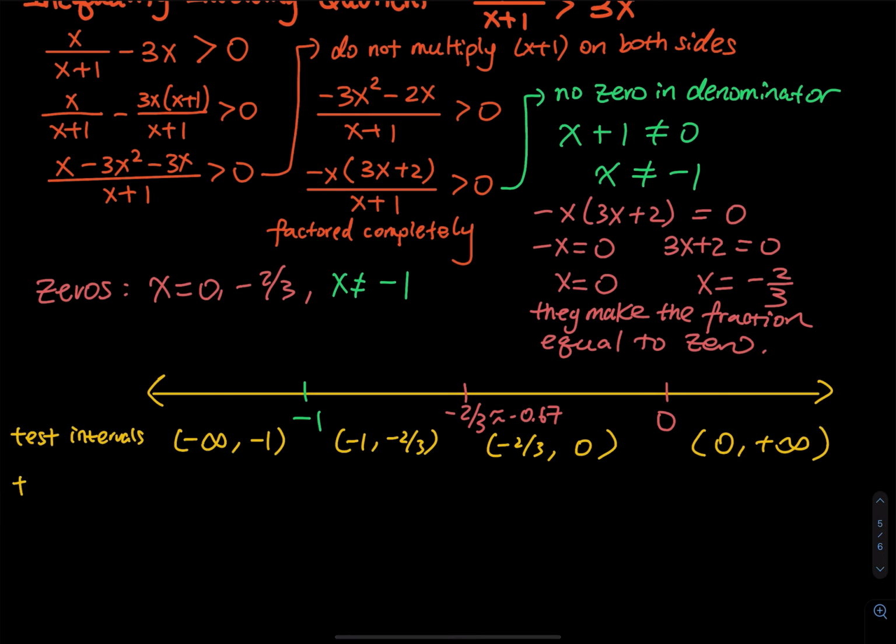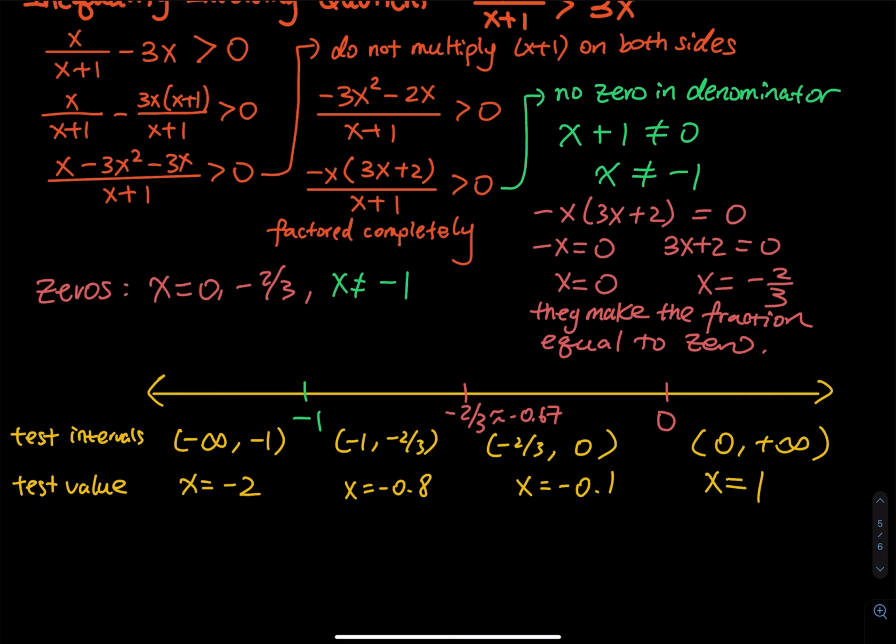So that's why we have to pick a test value within each interval. So this one, pick something easy: x equals negative 2. That one is negative 0.67, I will pick negative 0.8. This one I will just pick x equals negative 0.1, and then the other one I will just pick x equals 1. All right.